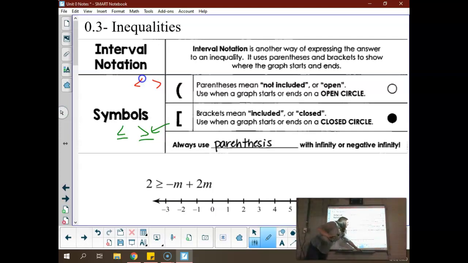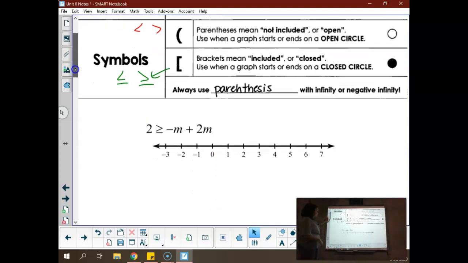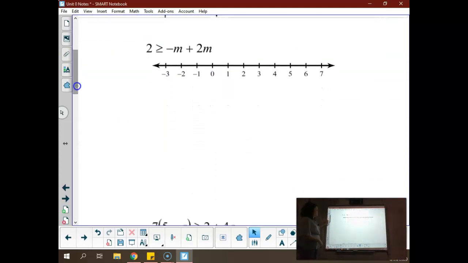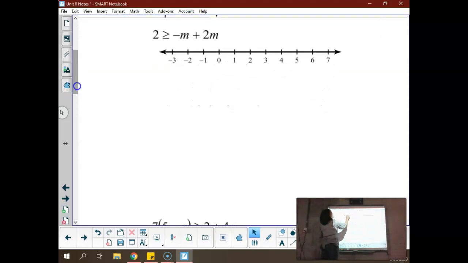So let's start off with some of the basics. I'll show you both on the inequality line, and I will show you the answer as interval notation. Okay. So for our first example, I've got 2 is greater than or equal to negative m plus 2m. And you're looking at this going, Mason, that's easy. Like, combine your like terms and you're basically done.